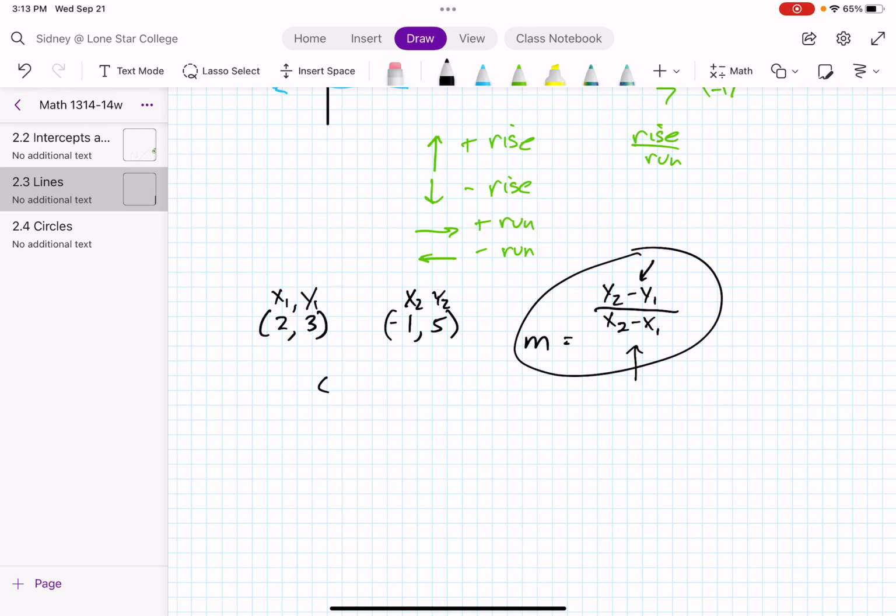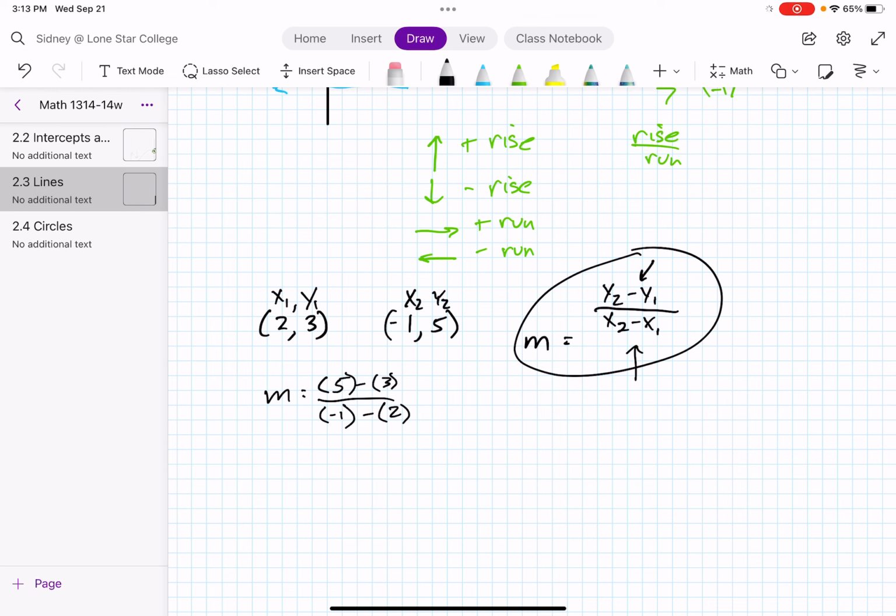Now, I would highly recommend you substitute into parentheses. It will save you a lot of headaches on signs. It's very easy to have hiccups on signs. So I highly recommend that you plug in your values into parentheses. Much less likely to screw stuff up.